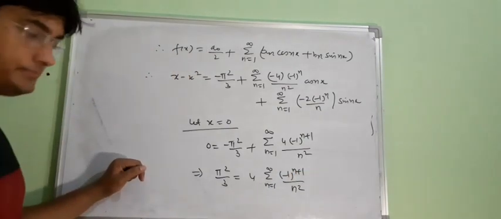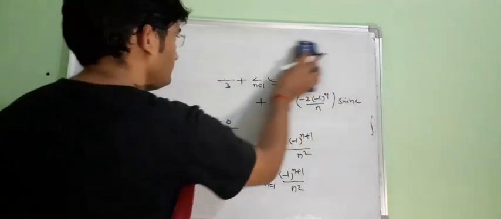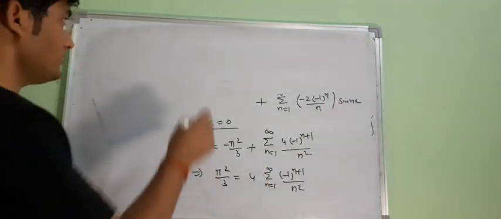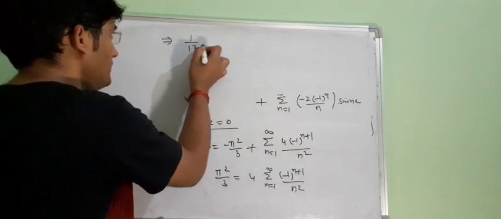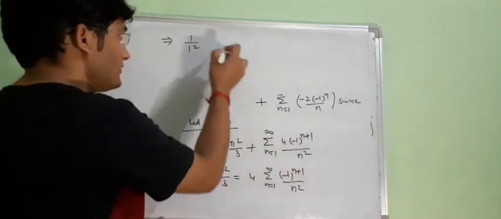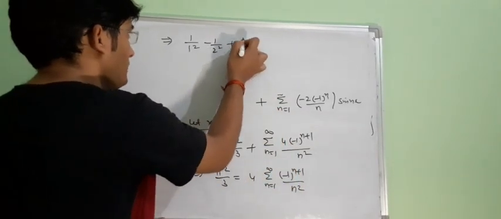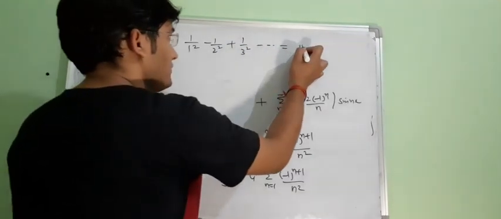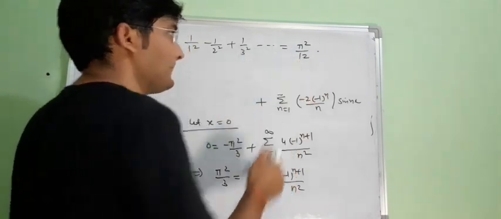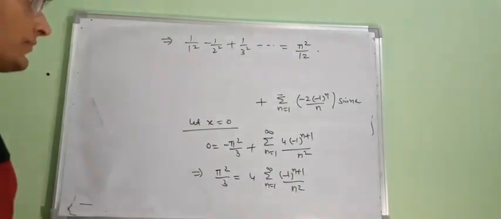Thus you can say that now if n is 1, then this will be 1 upon 1 square. If n is 2, then this will be negative. Then we will have plus sign and so on. This will be equal to pi square upon 12.